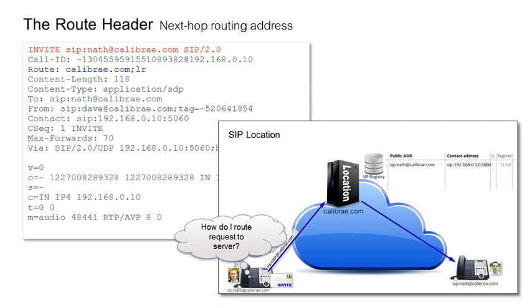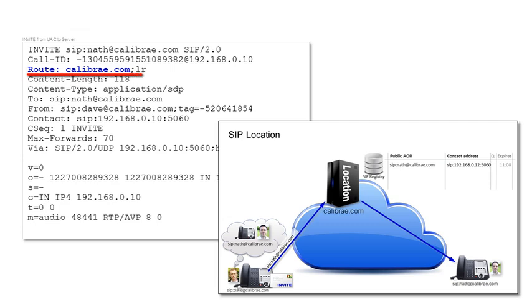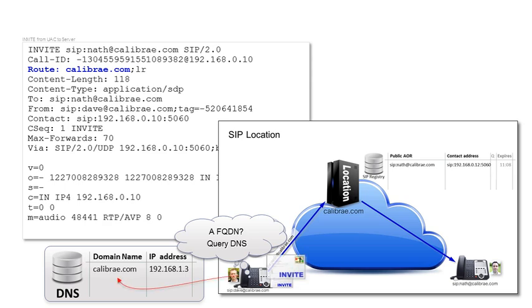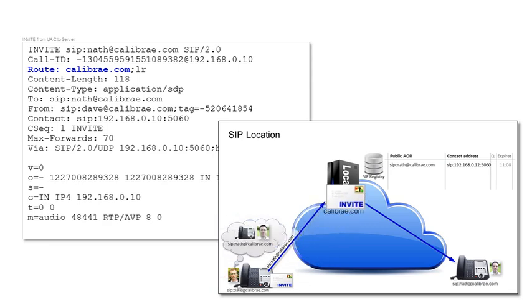So to send the request to Nathan, but to route it first to calibre.com, the user agent inserts into the request a route header filled out with the address of the next hop entity. Now you'll notice that a route header could be an IP address or a fully qualified domain name. If an FQDN, the user agent first queries DNS, the domain name service, and resolves the domain name to an IP address before sending the request over to the next hop.